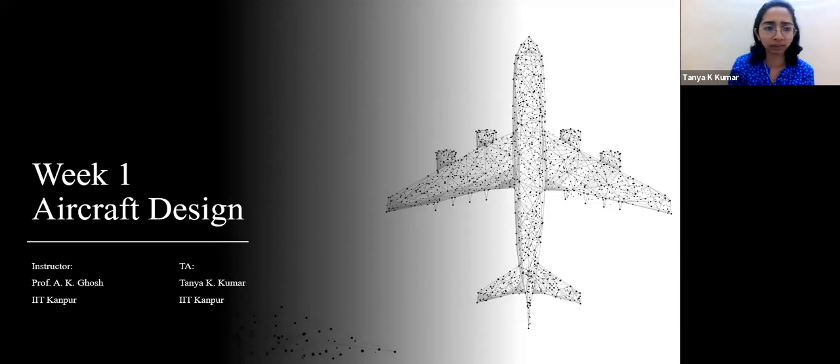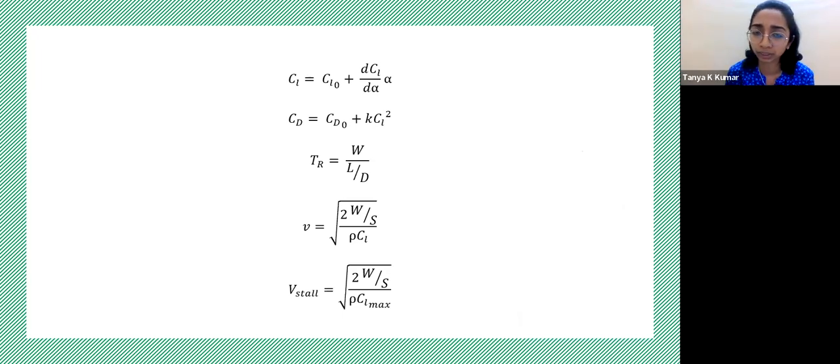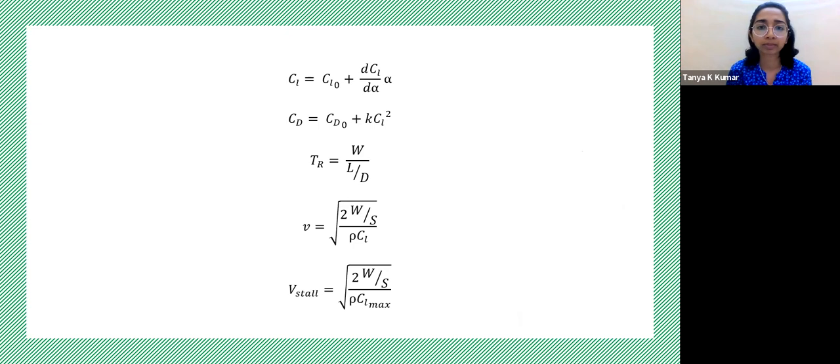Okay, so we'll begin. This is just going over the few formulas that were introduced in week 1 lectures. These formulas you should be familiar with: coefficient of lift, coefficient of drag, thrust. Several questions were asked on the forum where people had doubts about the notations. So CL, that is this one, is the coefficient of lift. CL naught is the zero lift coefficient. dCL by dα is the lift curve slope.